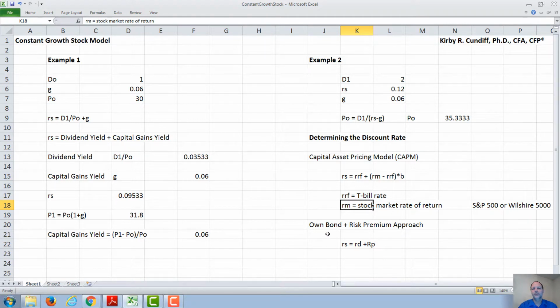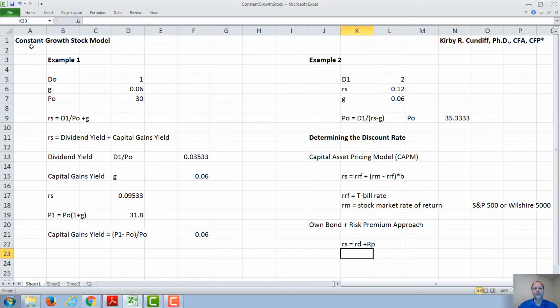A third method of determining the rate of return of a security is the own bond plus risk premium approach. In the case of bankruptcy, debt holders are paid off before stockholders. So debt is less risky than stock, but debt measures the riskiness of a company. So a possible estimate of the rate of return of a stock would be the rate of return of the company's debt plus a risk premium, maybe 3 or 4%.